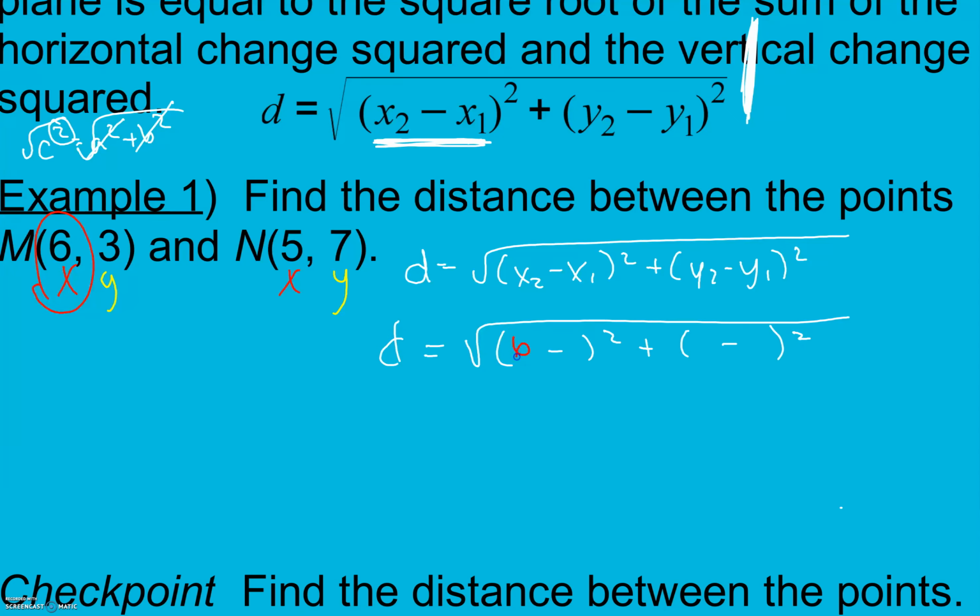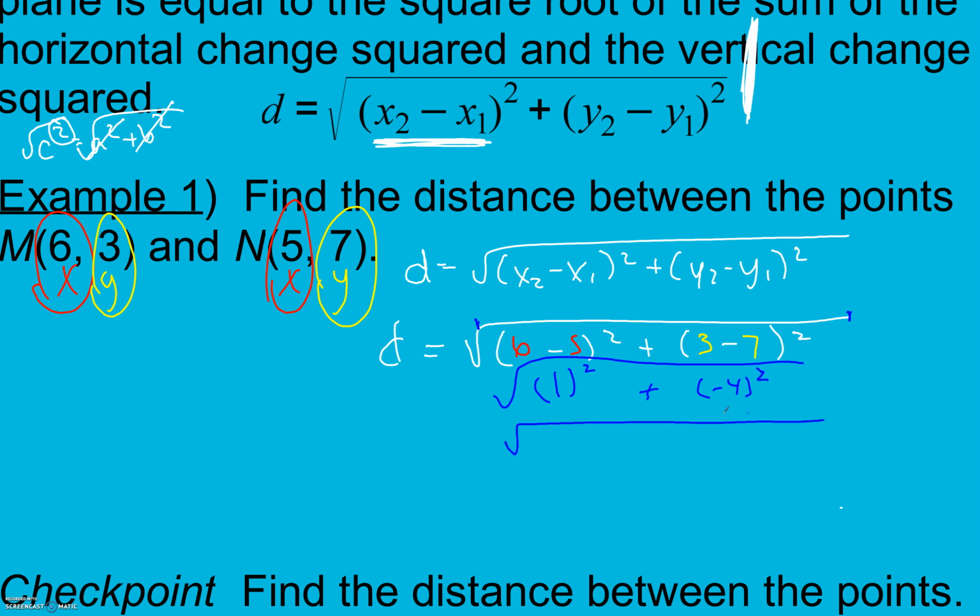So x is 6 minus x is 5. And y is 3 minus y is 7. And now we just simplify this according to PEMDAS. PEMDAS says we do whatever's inside our grouping symbols first. So we have to do everything inside of our square root. And inside our square root, we do parentheses. 6 minus 5 is 1 squared. 3 minus 7 is negative 4 squared. And we keep the rest of that exactly as it's written, the square root, the plus, the exponents.